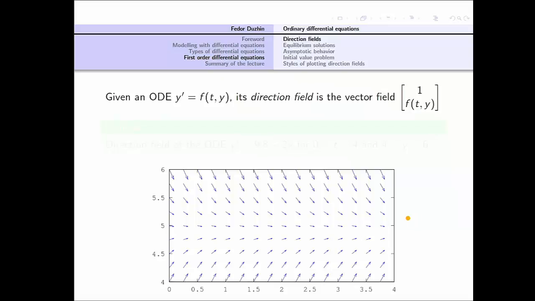Alright, given a first order differential equation, its direction field is the vector field that is constructed according to this rule. Recall from calculus 3 that a vector field assigns a vector to every point on the plane. So at each point of the plane sits a vector, and the coordinates of that vector are calculated according to a certain rule. So in particular here, the rule is that given a differential equation, the first component of the vector is always 1, and the second component is always f of t, y.